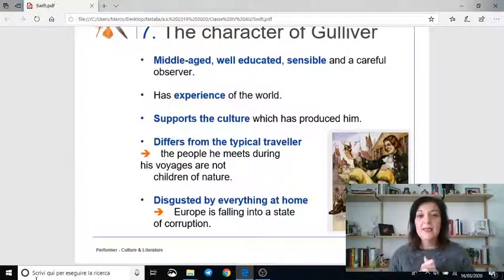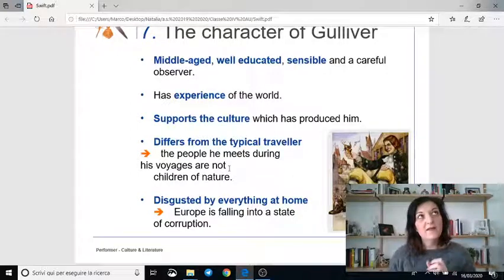But in these characteristics he is really very much like the other protagonists, the other typical travelers of the period, the other protagonists of the travel literature of the period. But there is also a difference between Lemuel Gulliver and the other typical travelers of the period. What is this difference that you can see here?